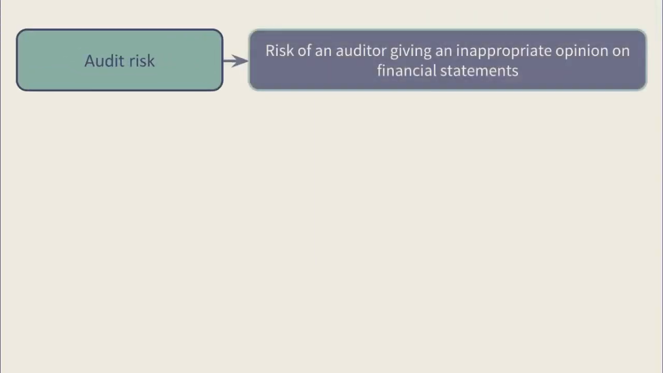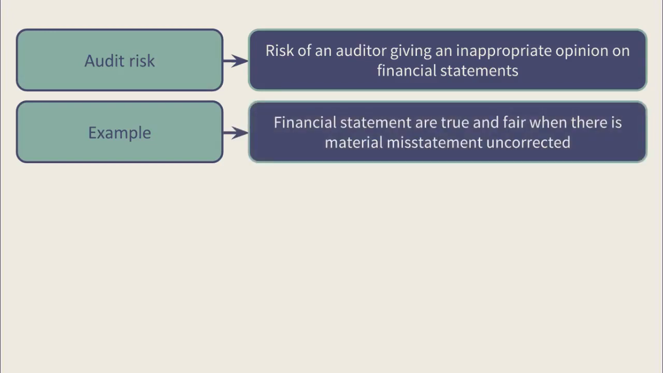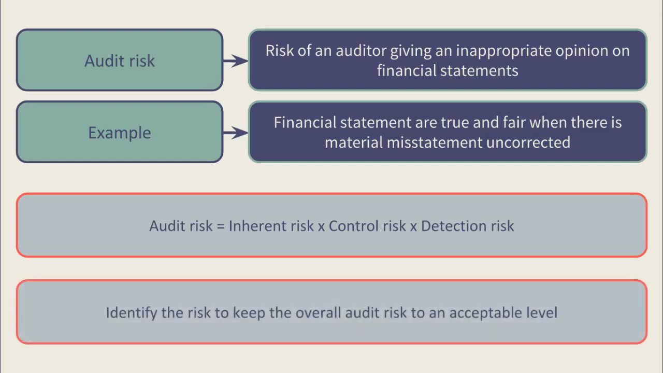Audit risk is the risk of the auditor giving an inappropriate opinion on the financial statements, for example stating the financial statements are true and fair when there is a material misstatement uncorrected. The auditor has the audit risk model to understand and calculate audit risk. They categorise the risks into three areas: inherent risk, control risk, and detection risk. The aim is to identify the risks and then plan how to manage these issues to keep the overall audit risk at an acceptable level.